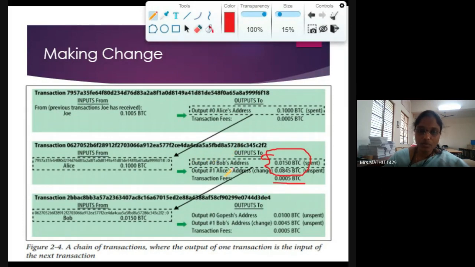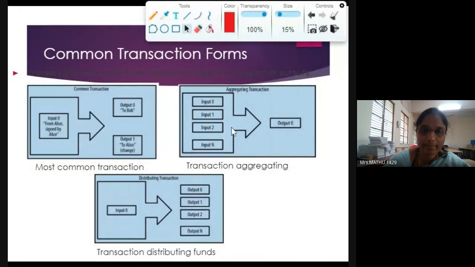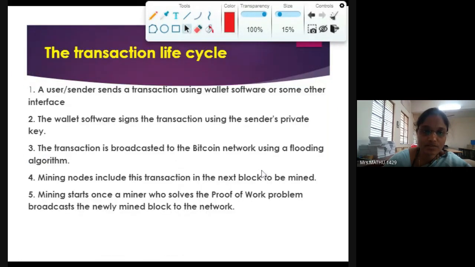Now for Bob, he has received it from Alice, then he is spending it to Gobesh, and the remaining change he will be sending to his own new bitcoin address. So like this, the chain of transactions happens after it starts in the network.